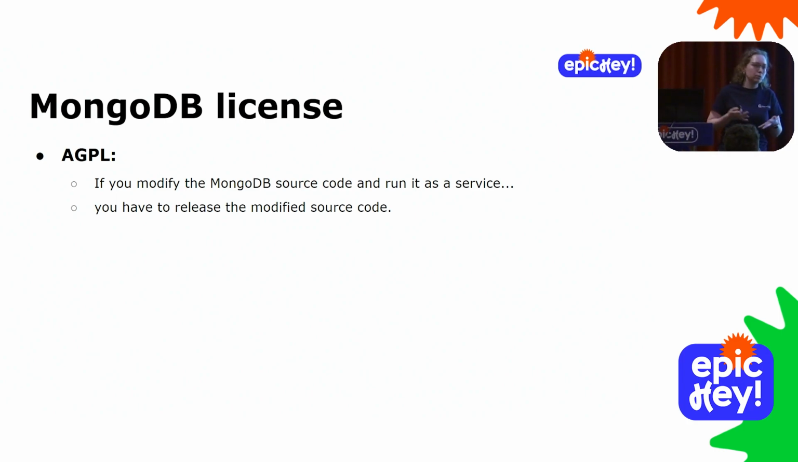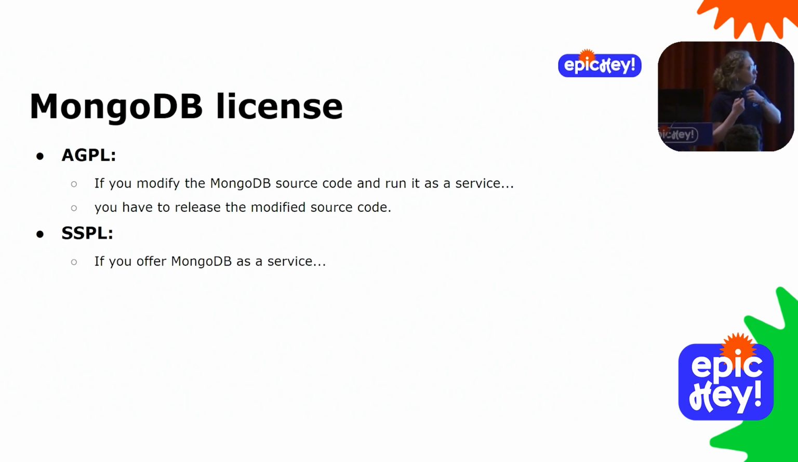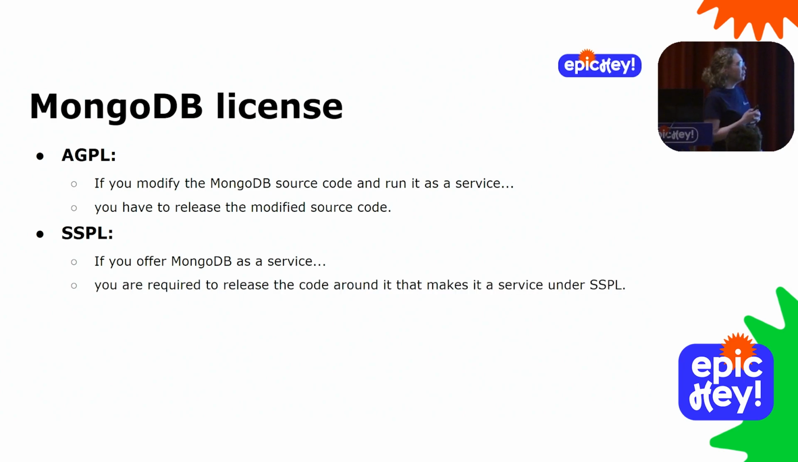That's fair enough, right? You work with some open source product, you modify something, well, you need to share it to show what was changed. What happened with SSPL? If you offer MongoDB as a service, even if you don't modify it, you are required to release the code that makes your product a service, like everything around it. And what is also important, you need to release it under the SSPL license.